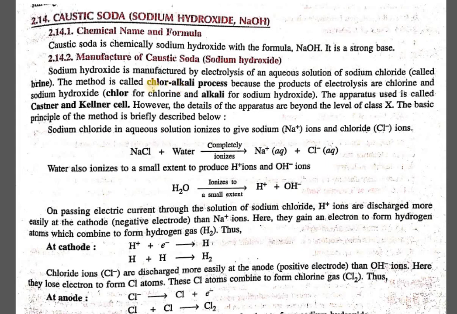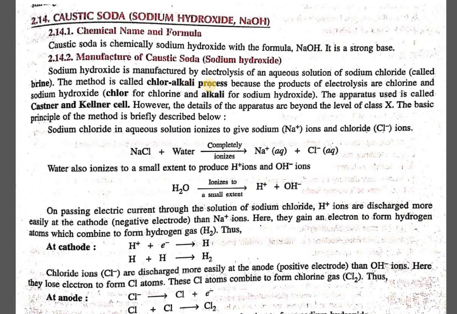So the word chlor is representing chlorine and the word alkali is used for sodium hydroxide. So I hope you all know what you mean by alkali. The bases which are soluble in water are called alkalis. So that's why this process is called the chlor-alkali process.